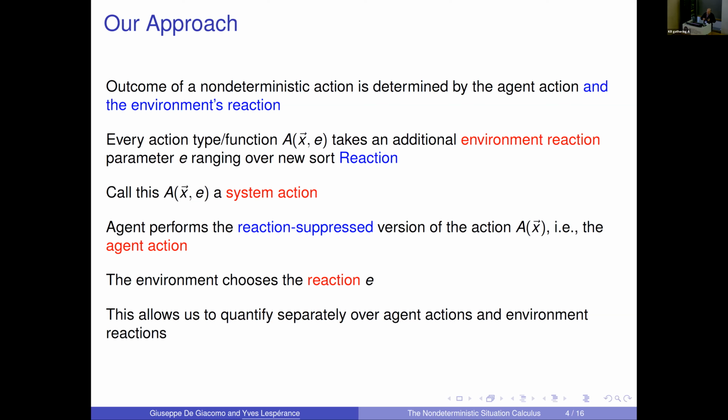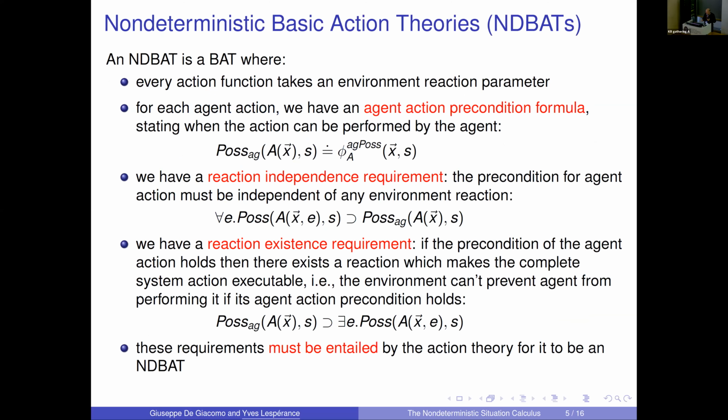So basically, the full action that includes the environment reaction, we call a system action. And then what the agent does is perform the reaction-suppressed version of the action. So he doesn't choose the environment reaction. Having this approach allows us to quantify separately over the agent action and the environment reaction.